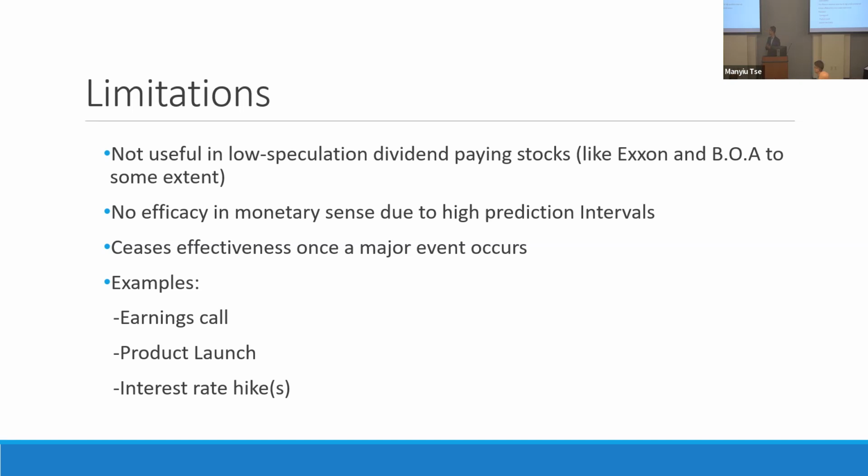And also we determined that there was no efficacy in a monetary sense because there were high prediction intervals. That means we can't use this model much to make money. And it also ceases to be effective once a major event occurs. For example, in Bitcoin, there were the interest rate hikes. That's why Bitcoin diverged away from our model. And in the case of Bank of America, there was a recession, which meant our model could not do as well. So once a major event happens, our model seems to have ceased its effectiveness.